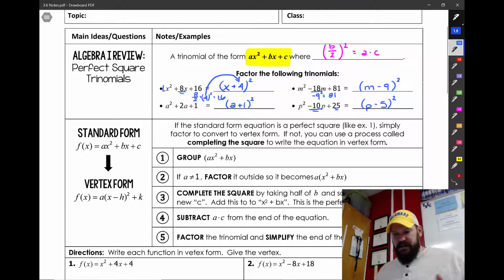The next steps that are listed here, we're going from standard form to vertex form. And if you can't factor the given trinomial easily using any of the techniques we've done before, we can use a technique called completing the square. Rather than go through all the examples here or all the steps of how to complete the square, you guys can read that if you choose to, but I would much rather show you through an example how that works.